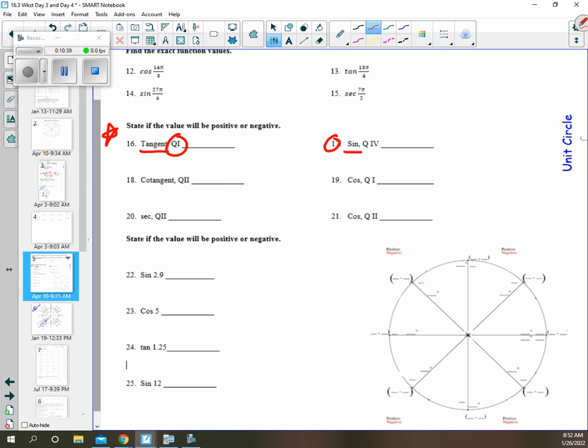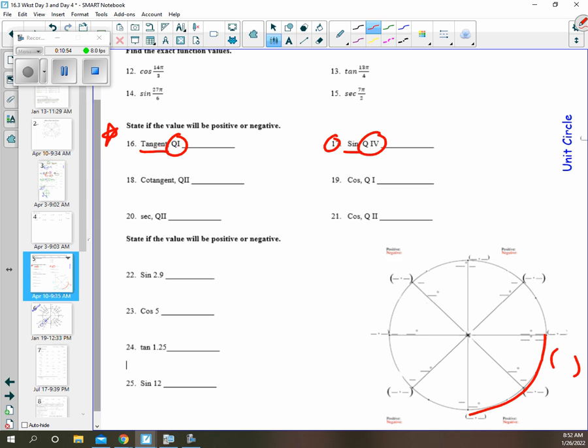The sine function in quadrant 4. So the first thing to be identifying, you can just look at your unit circle, or you can look at the one down at the bottom. You're going to be filling in some information on that. But in quadrant 4, so we're talking about down here, what do we know about sine values?